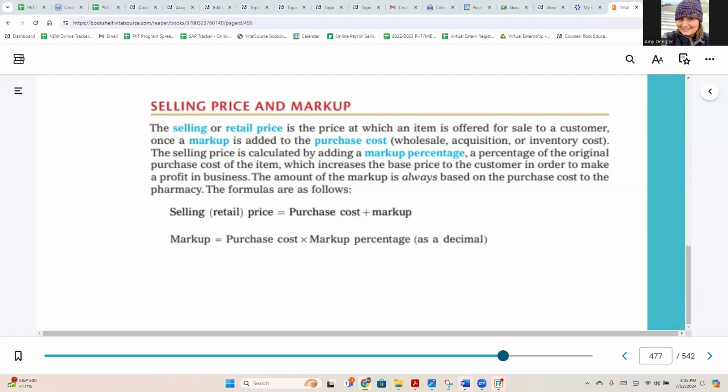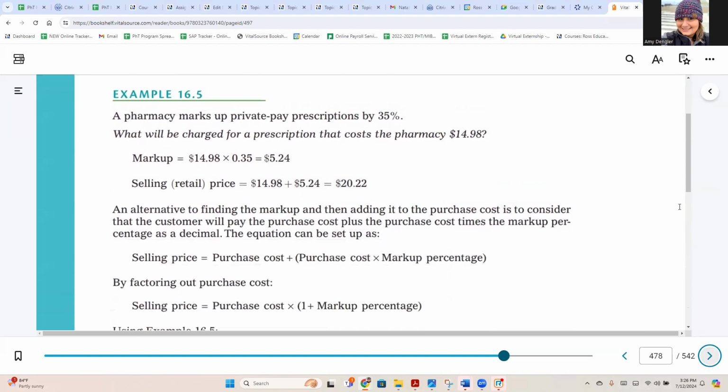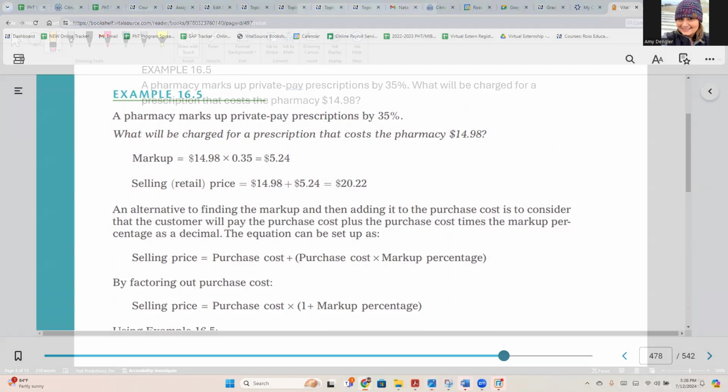The formulas are as follows. The selling retail price is equal to the purchase cost plus the markup, and the markup is equal to the purchase cost times the markup percentage as a decimal. Or if you know the selling price and purchase cost, markup is equal to the selling price minus the purchase cost. And let's do example 16.5.